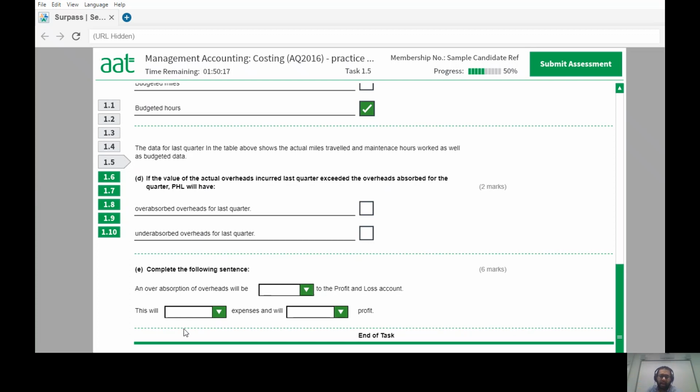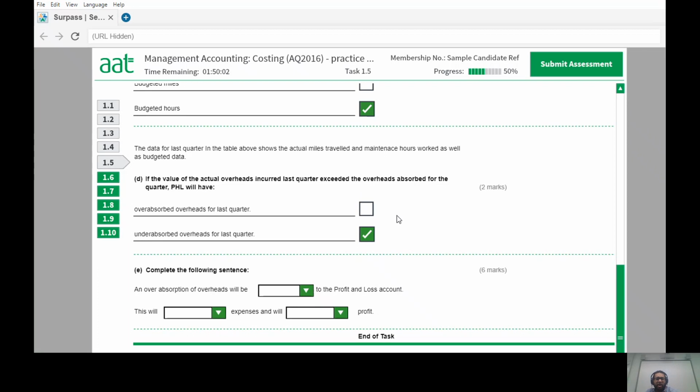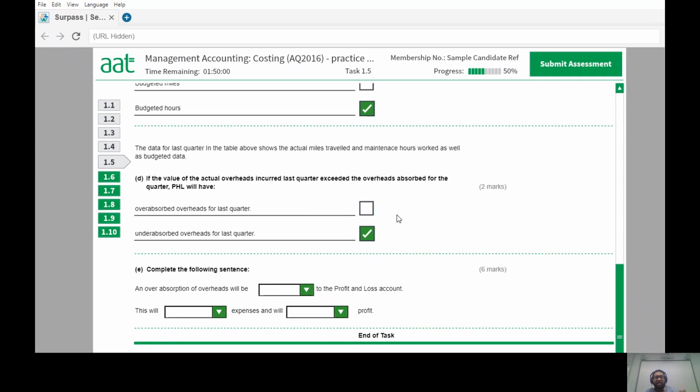Okay, so here, according to this, the actual cost is exceeding, therefore actual overheads are exceeding, therefore it is going to be an under absorption of the last quarter. Okay, so you have to remember, this is how we have to identify which one is being looked for. All right, now next one.